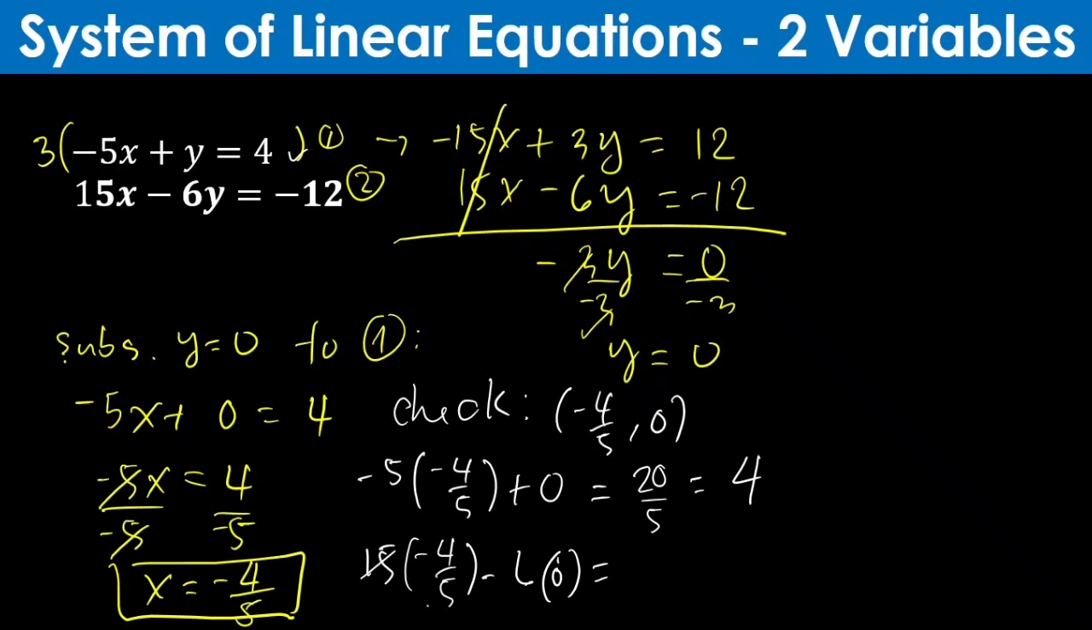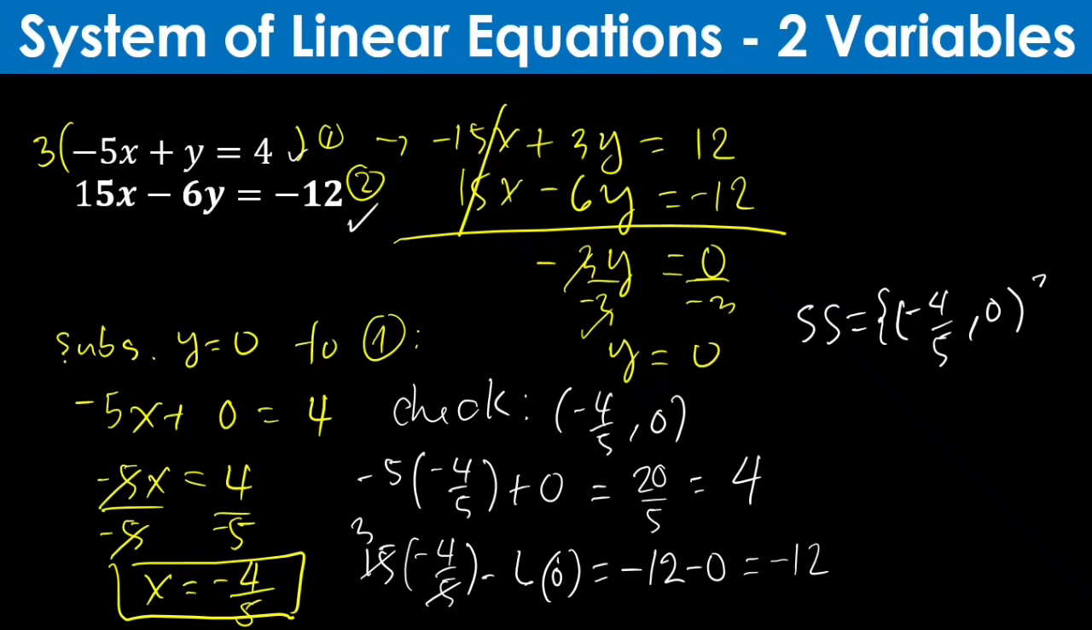And we can reduce that. It's equal to 3. 3 times negative 4 is negative 12. That's 0. And negative 12 minus 0 is just negative 12, which is equal to the right-hand side of the equation. Therefore, we're very confident that the solution set is the set containing x, which is negative 4 over 5, and the y is 0.